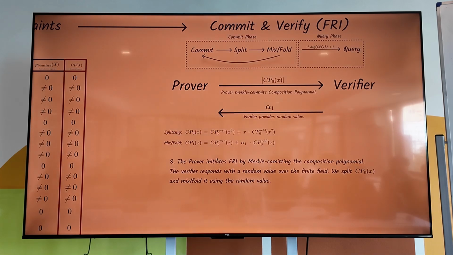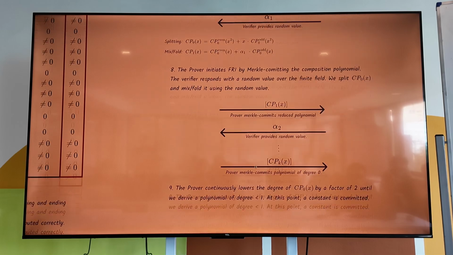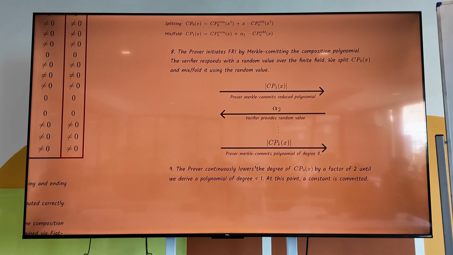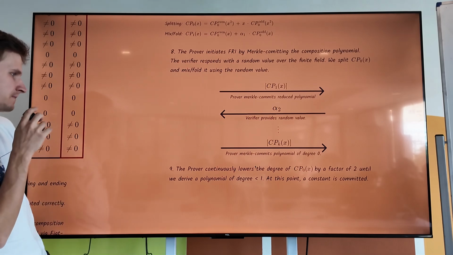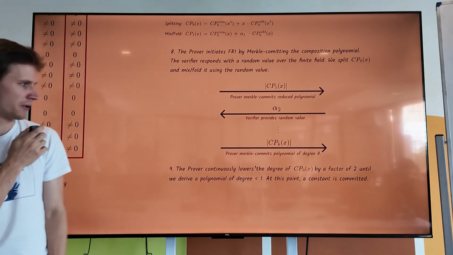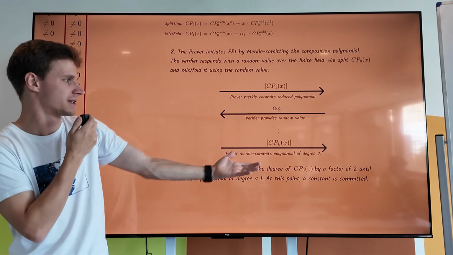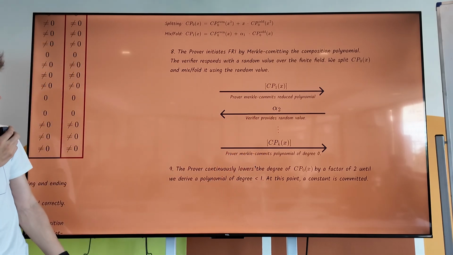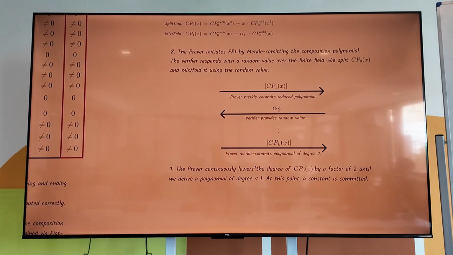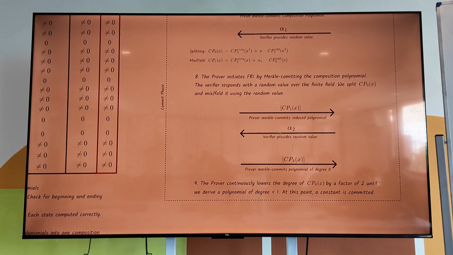Okay, so now we're at step 8. Now we would go through this all over again, as I visualized at the top, where we continuously lower the degree, in this case by a factor of 2, and we derive a polynomial of degree below 1, which in this case is a constant. So we provide a constant, and this concludes the commit phase.